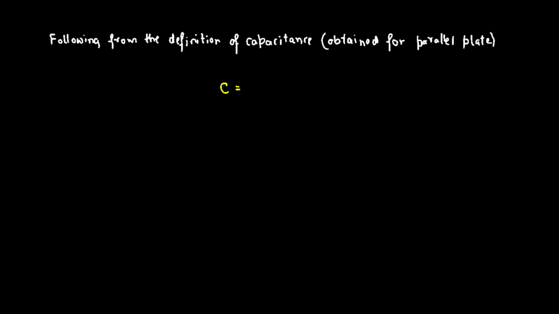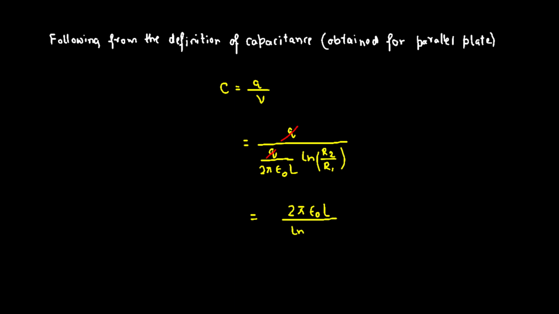Following from the definition of capacitance obtained for parallel plate, C is equal to Q over V. So we replace the value of V here. So we have Q divided by Q over 2 pi epsilon naught L multiplied by natural log of R2 over R1. So C will be equal to 2 pi epsilon naught L divided by the natural log of R2 over R1.